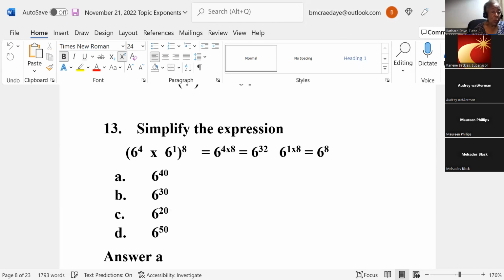Now, what's the rule when you multiply exponents? What do you do to the exponents? You flip them? No, you add them.